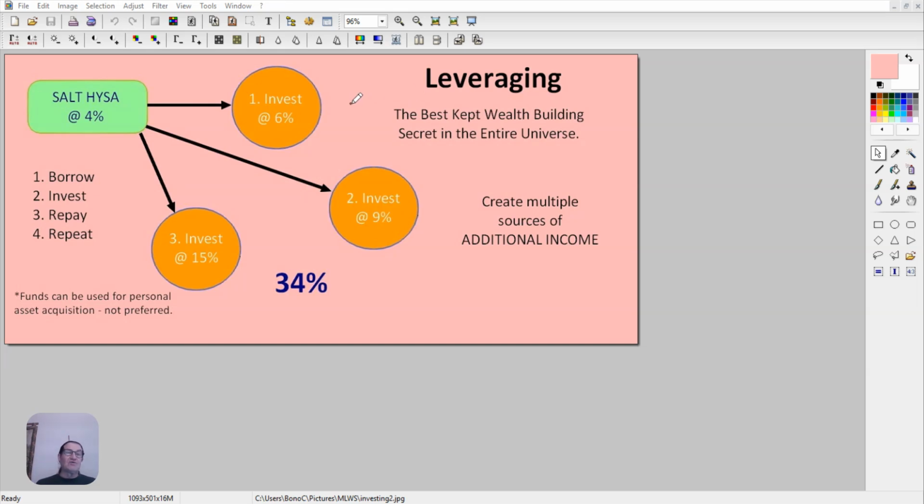So this is what rich people do, and this is what you can duplicate just the same. The only danger that you have here is that you do not repay the money that you borrow. Therefore, every time you pull money out of your HISA account to create an additional source of income, consider it a loan from a bank. Don't consider it a loan from yourself, consider it a loan from a bank. And like any other bank loan you take, you have to pay it back.